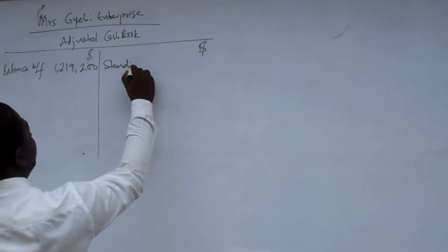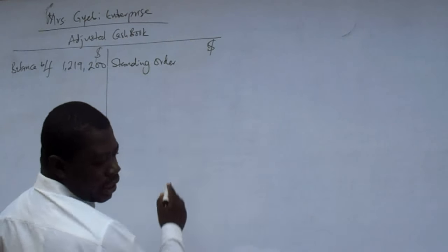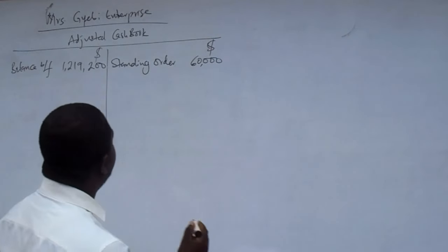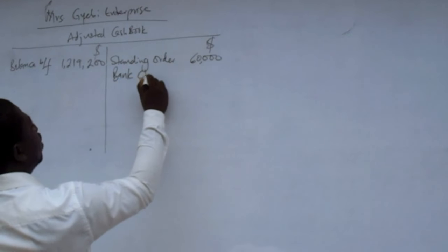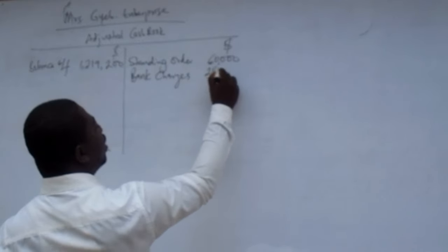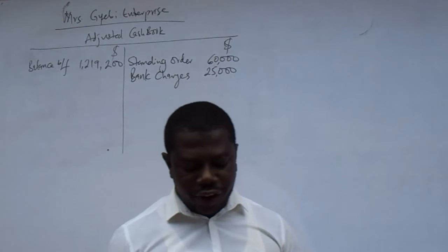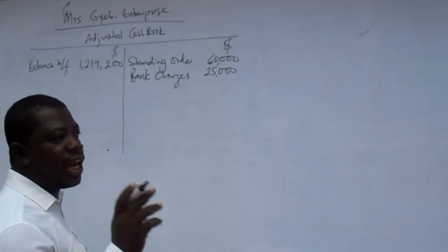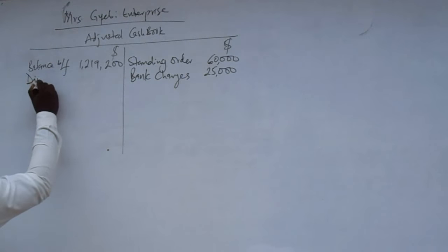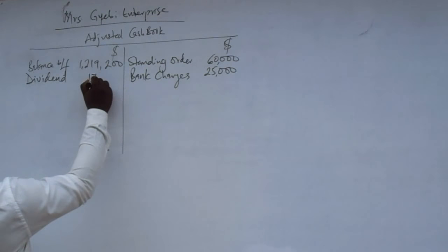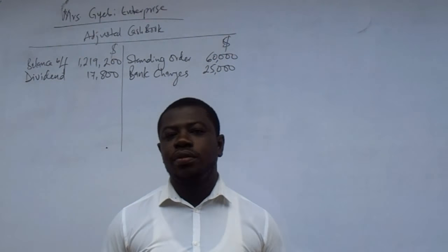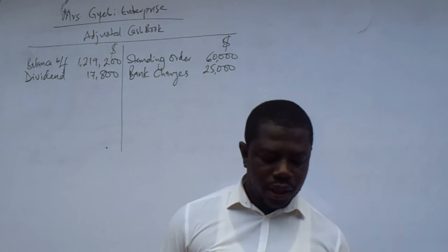It appears here on the credit side. So the standing order is $60,000. And then we are told of the bank charges, which is also $25,000, and also appears on the credit side. Bank charges, $25,000. And then there is dividend received of $17,800. And I told you that dividend received will be on the debit side. So dividend received, $17,800.